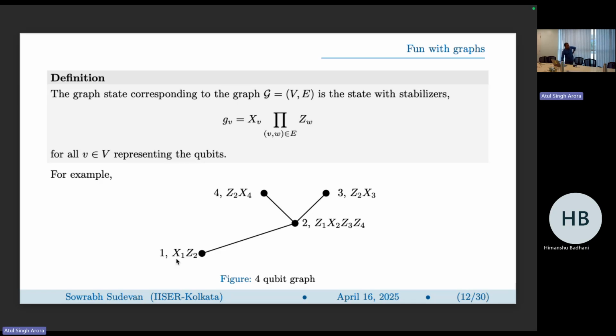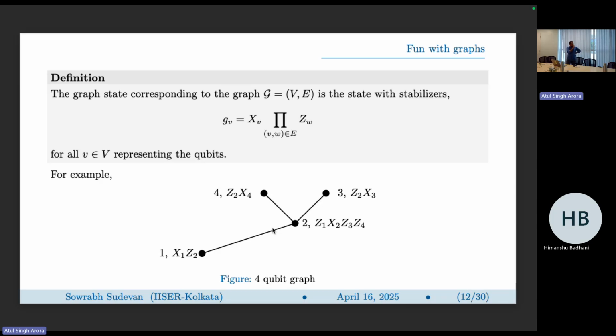To see that they commute, right? You can just multiply, let's say, 1 and 3. You will see that you only have to multiply Z2 and Z2 there, because the others are in different places. So Z2 squared is identity, and so they commute. And you can check, everything commutes.